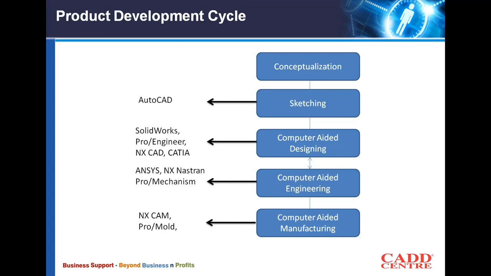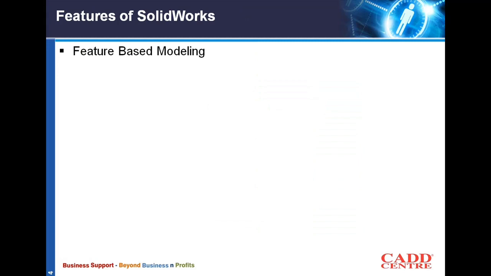To make it more clear about what we discussed previously, we started with the product development cycle, and we had a small intro about the different software used in different areas, and now we are going to start with the features of SolidWorks. As I said, SolidWorks is used in most of the industries. Now definitely everyone will be interested to know about the features in SolidWorks.